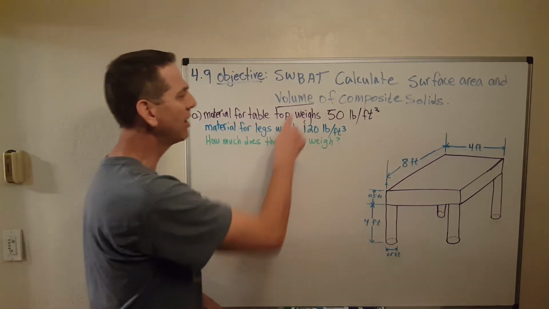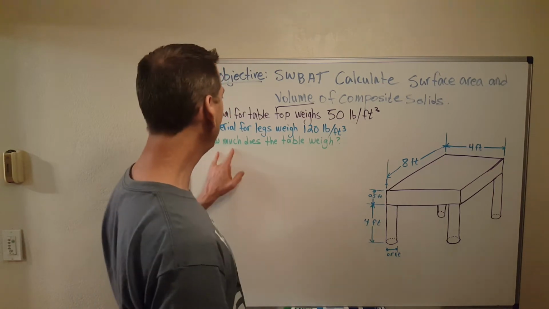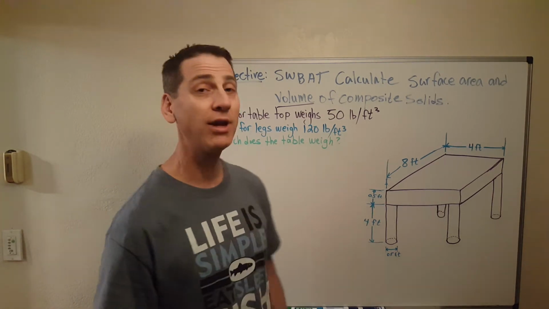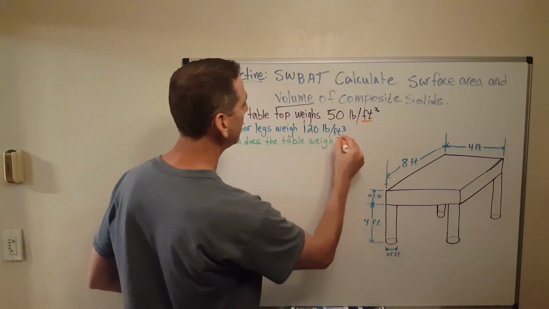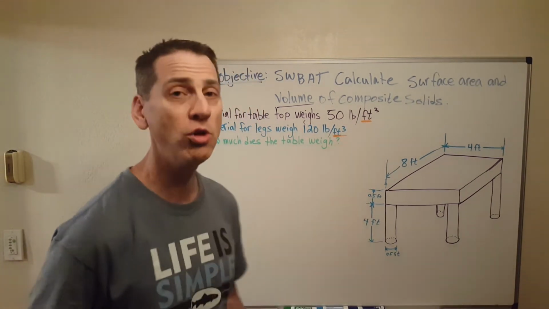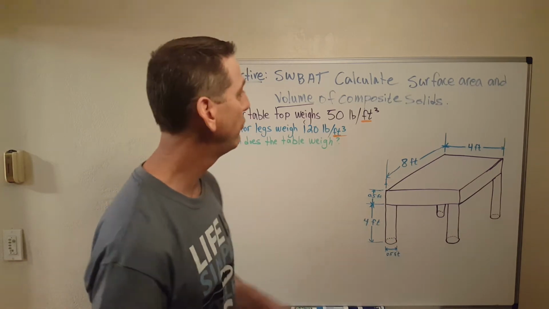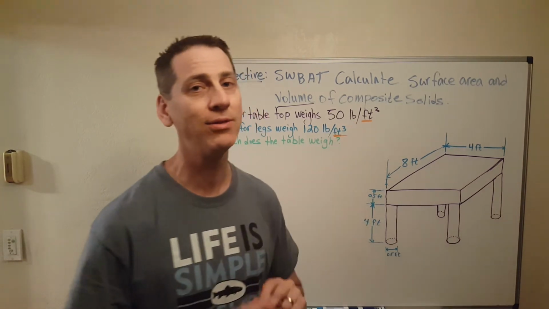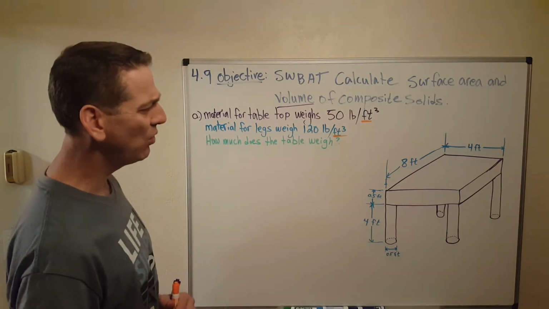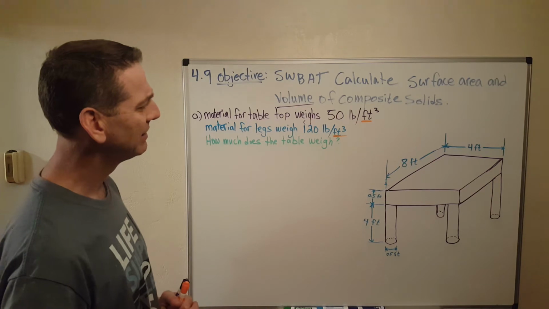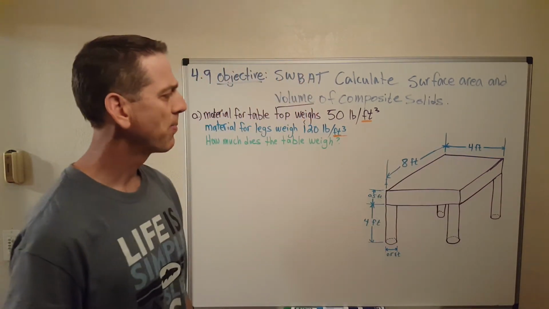Well, I thought we were talking about volume. Well, before we can find the weight, we're going to need to figure out the volume, because if you take a look, see that right there? Pounds per cubic foot, right? That's a measure of volume. So if we can figure out the volume, we can find the weight. So what is the volume of this table?